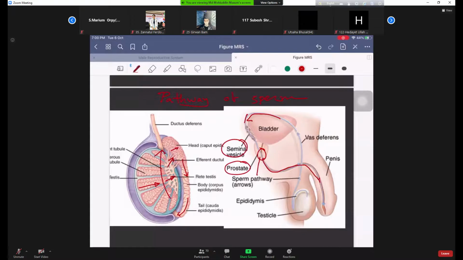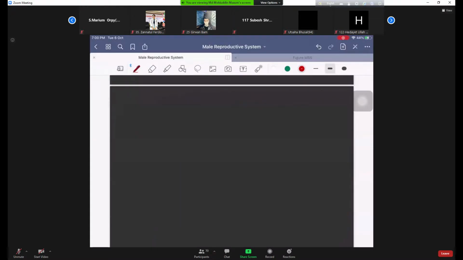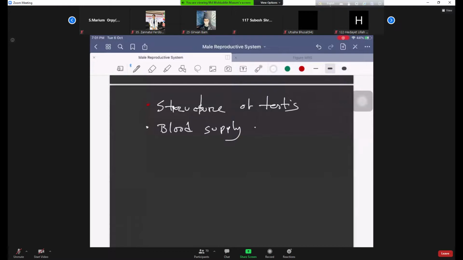The most important topics of this class are the histological structure of the testis, then most important, the blood supply of the testis, then the contents of the spermatic cord. That is important for oral, spot, and written exams also.